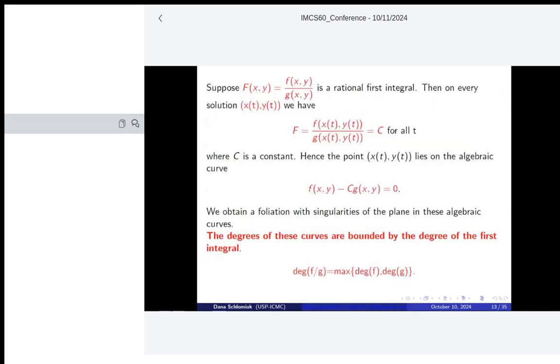Next, please. And now, suppose that we have a rational first integral, then this must be constant for all t, for any solution curves. And so the point x of t, y of t of a solution must lie on an algebraic curve f minus cg obtained by eliminating the denominator. So all the curves are algebraic. We obtain a foliation with singularities, and the degrees of these curves are bounded by the degree of the first integral, which is the maximum of the degree of little f and the degree of little g.